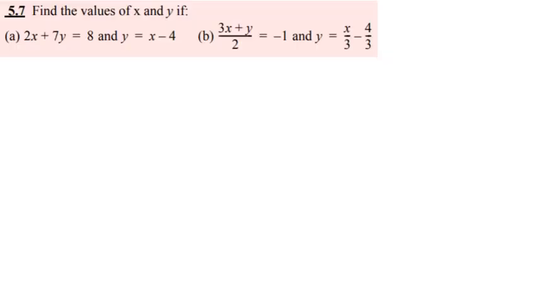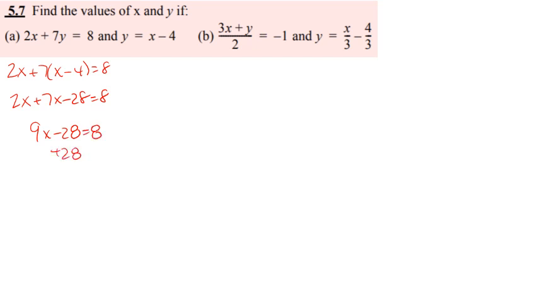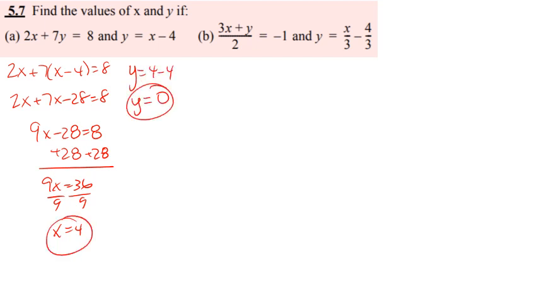Okay, we're going to do the same thing. 2x plus 7 in parentheses, x minus 4 equals 8. I'm going to distribute. Combine like terms. Add 28 on both sides. Divide by 9. x equals 4. I'm going to plug that in here. And y is 0. We get (4, 0).